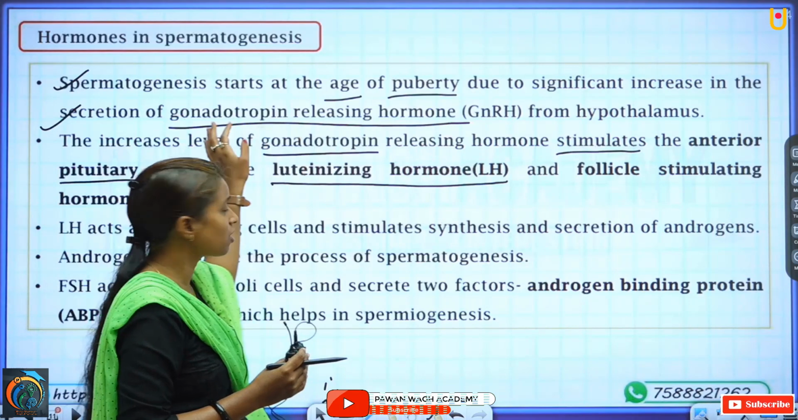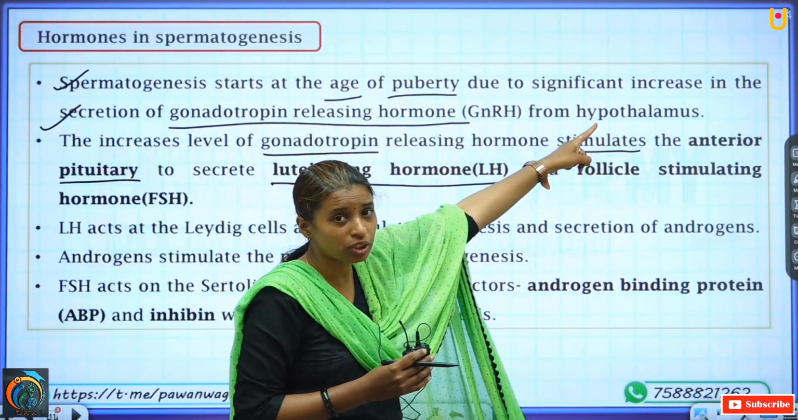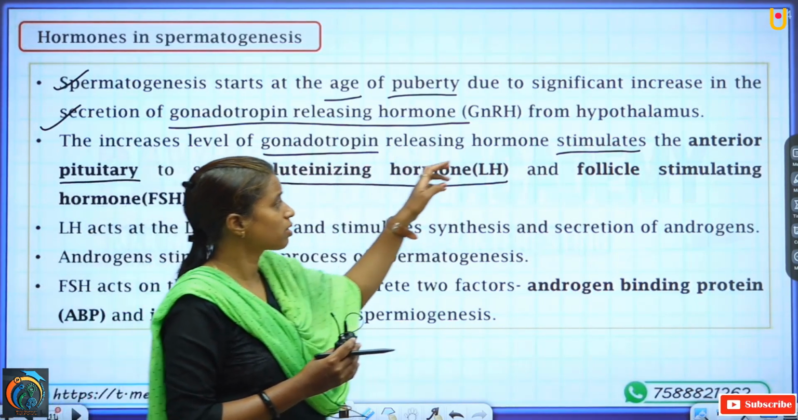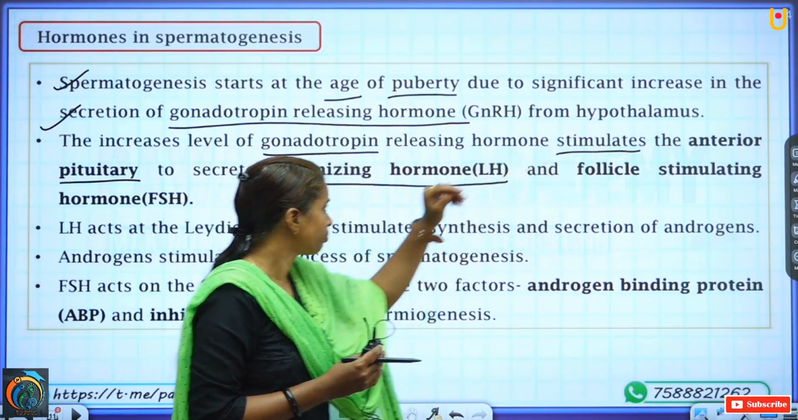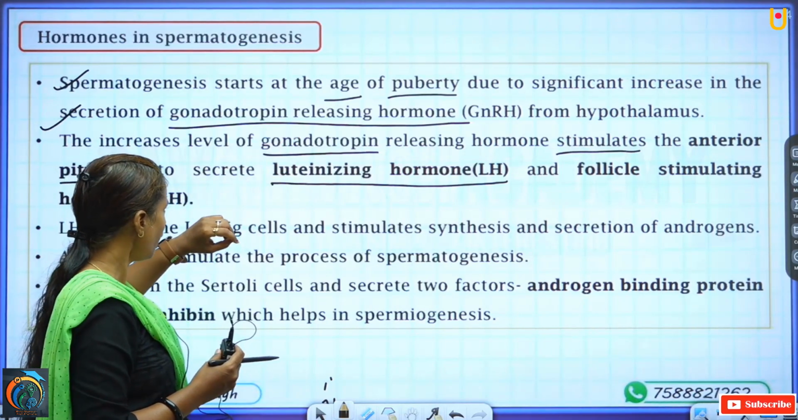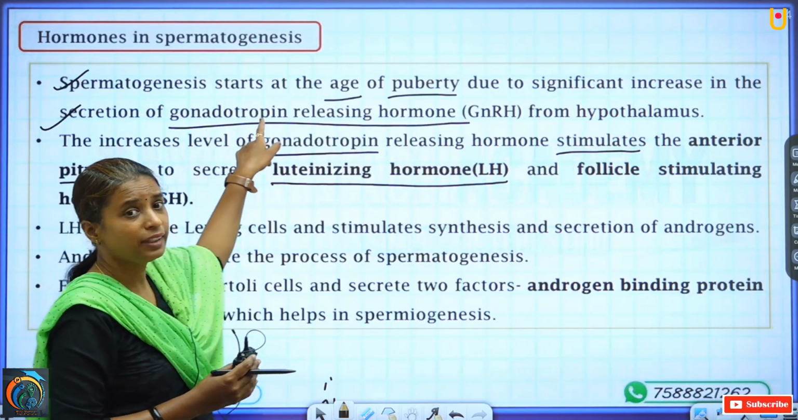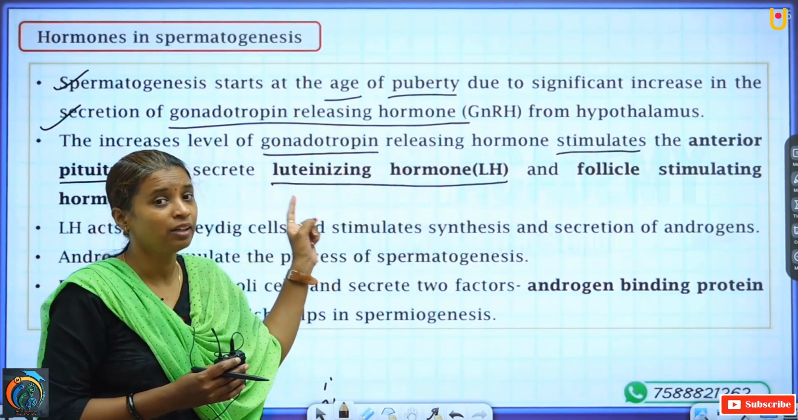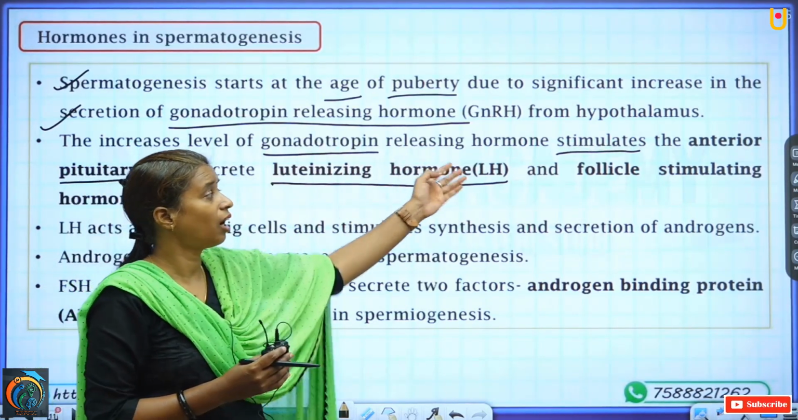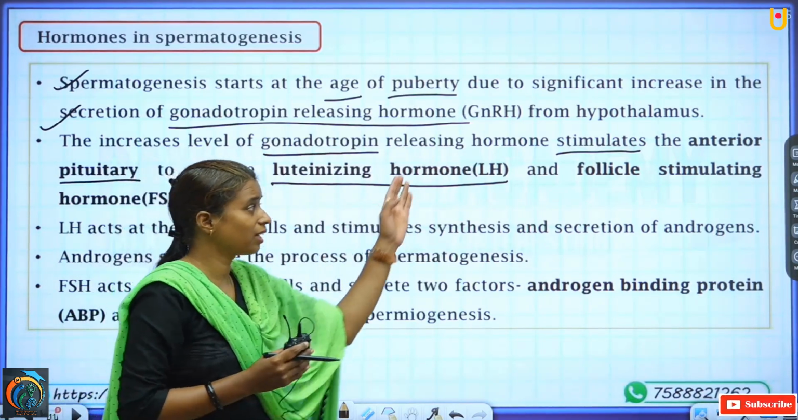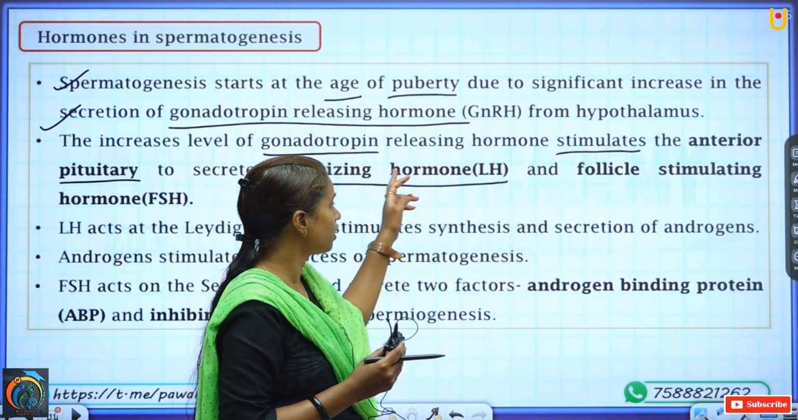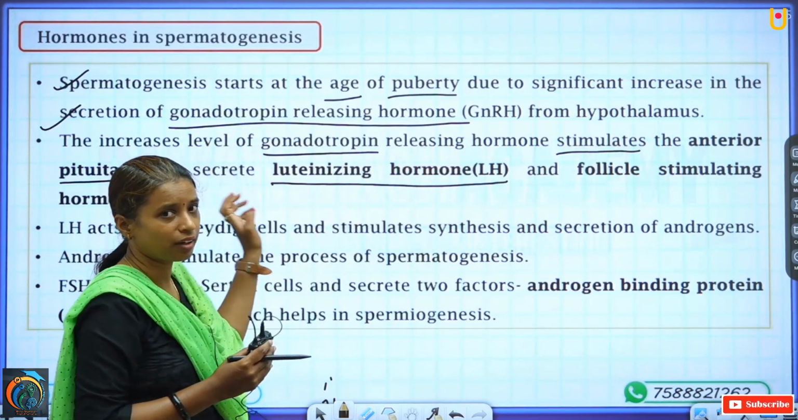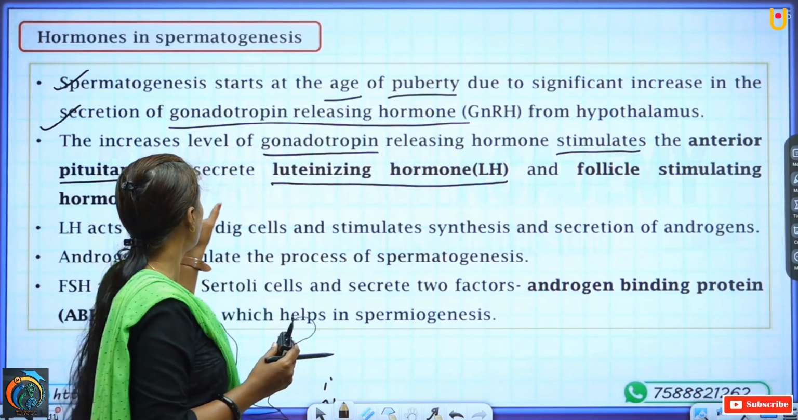This GnRH, gonadotropin releasing hormone, is released from the hypothalamus, and luteinizing hormone is released from the anterior pituitary. The hypothalamus and pituitary gland we call master endocrine glands, and they secrete both of these hormones. First of all, when the level of GnRH increases in the bloodstream, then only is the stimulus given to the pituitary gland to secrete luteinizing hormone. And along with luteinizing hormone, a second hormone is secreted, follicle stimulating hormone, FSH. Both of these, LH and FSH, help in the formation of sperm, the process of spermatogenesis.